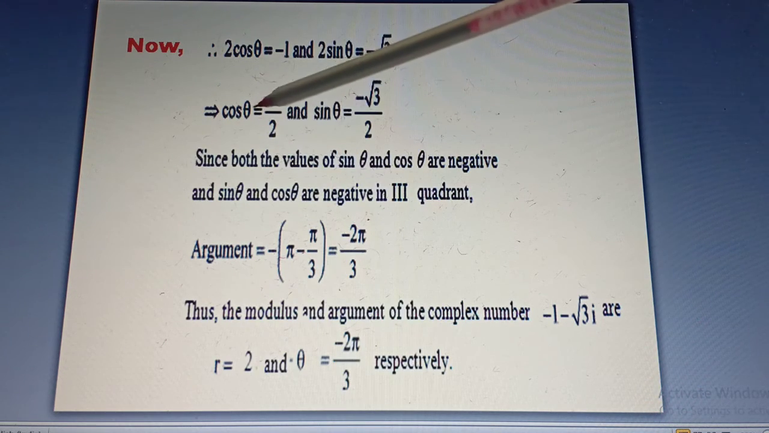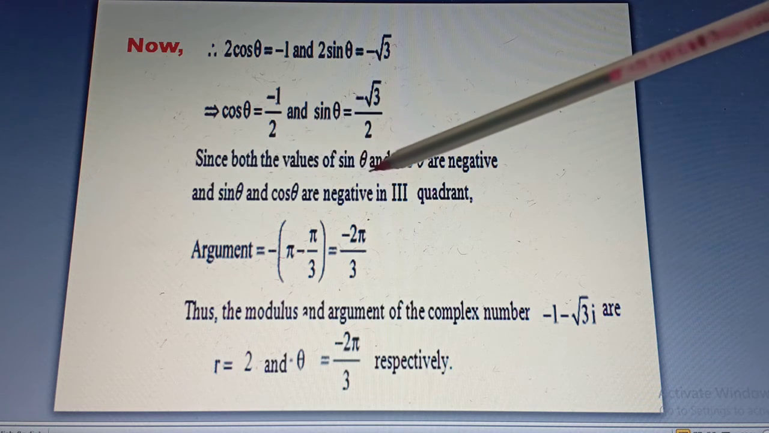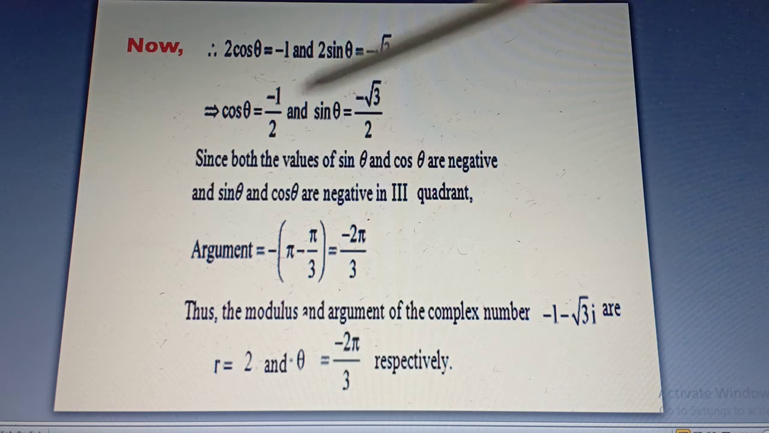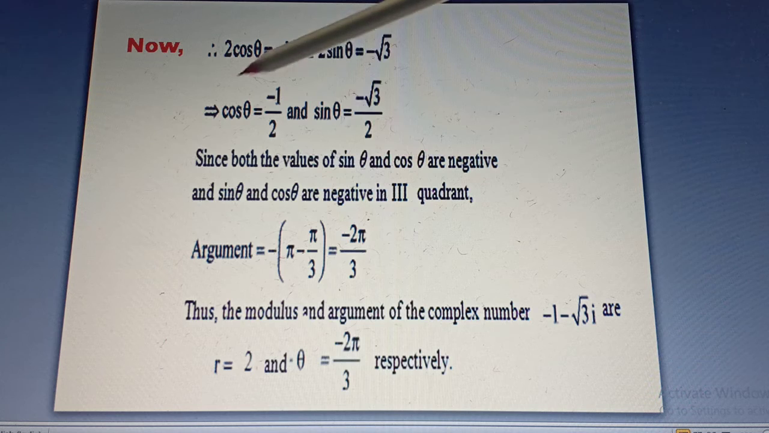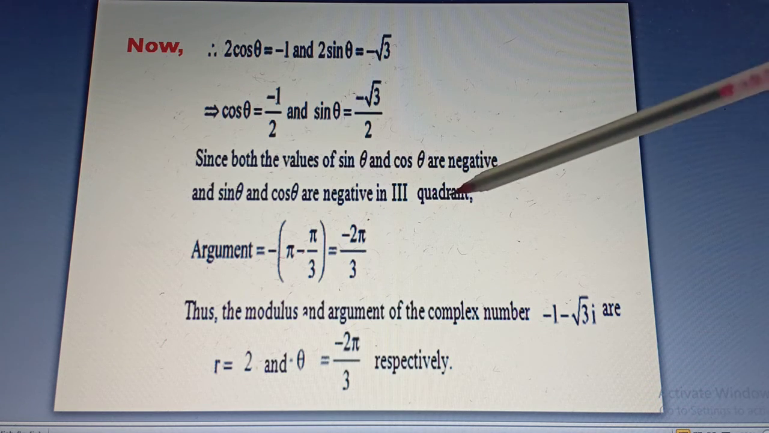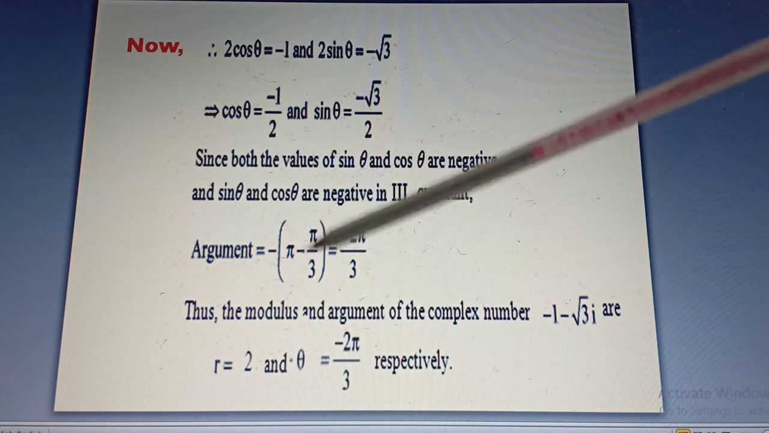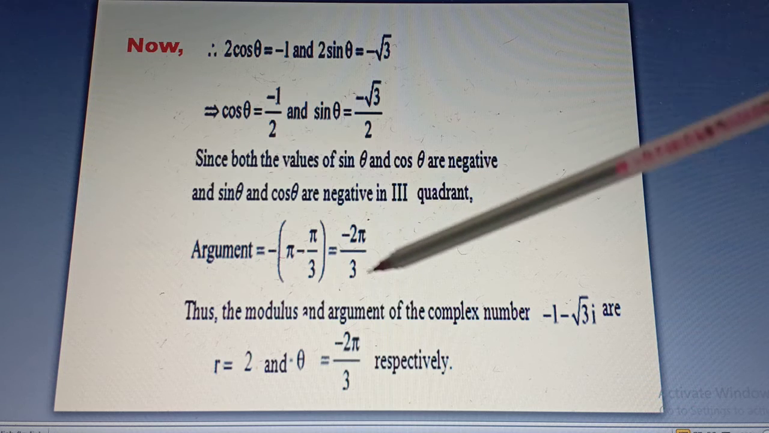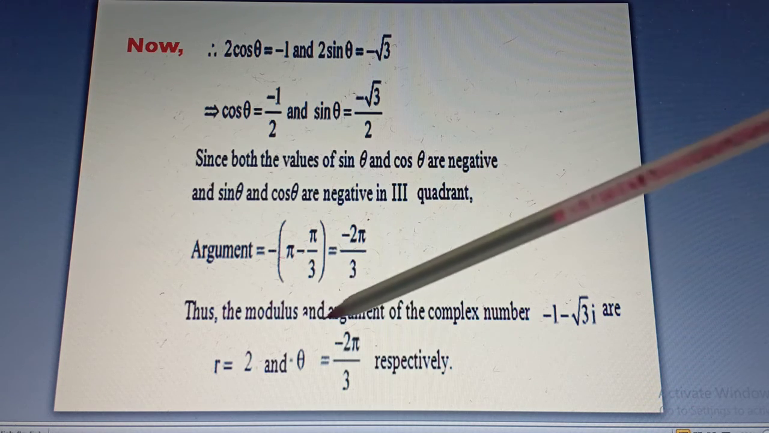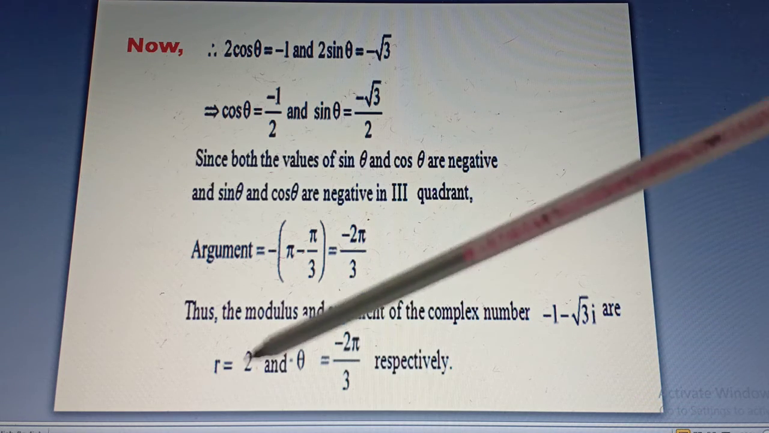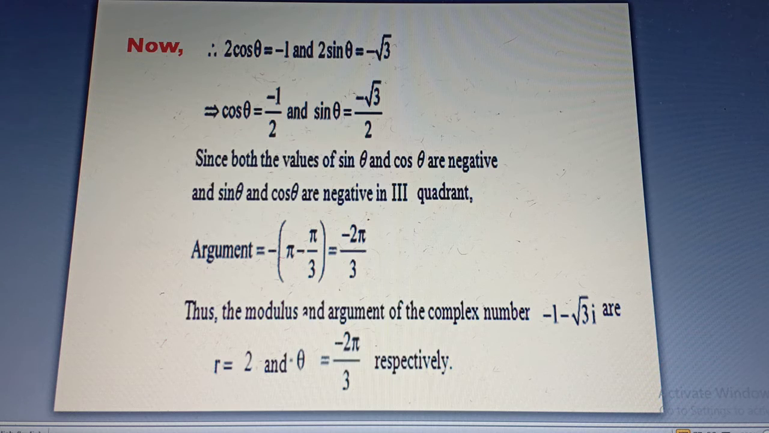So students, since both the values of sin theta and cos theta are negative, cos theta equals minus half and sin theta equals minus root 3 by 2. Since both cos theta and sin theta are negative, it lies in the third quadrant. So the argument will be minus of pi minus pi by 3, which is minus twice pi by 3. Hence the modulus and the argument of the complex number minus 1 minus root 3i are: modulus r equal to 2 and argument theta equal to minus twice pi by 3 respectively.